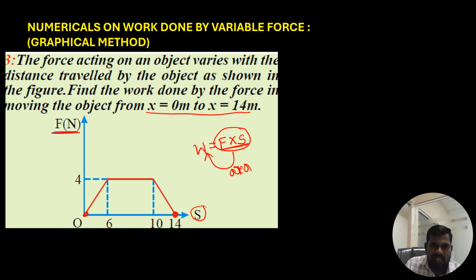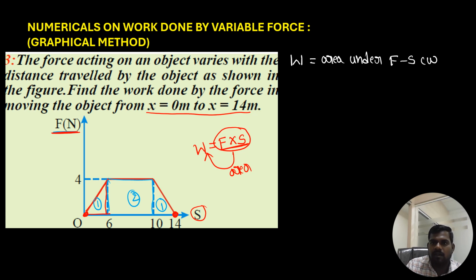If you observe this diagram very clearly, the first one acts like a triangle, the second one acts like a rectangle, and the third one again acts like a triangle in this case. So I will take work done is equal to the area under the F-s curve or graph. First part I will take, plus second part, plus third part.